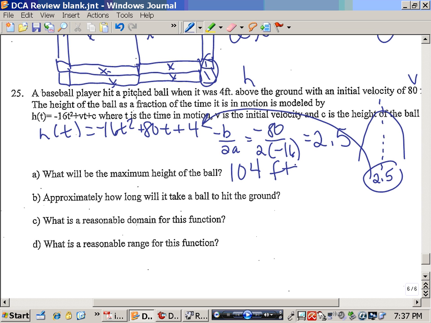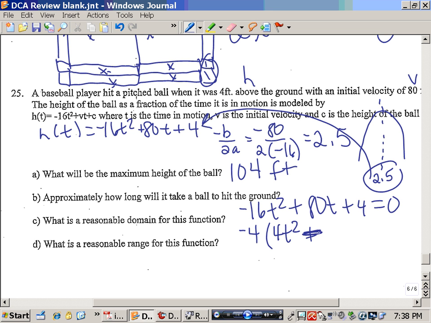How long will it take the ball to hit the ground? So now I have to take negative 16t squared plus 80t plus 4 equals 0. Common factor is going to be 4. I'm going to go ahead and take out a negative 4 because my teacher told me if there's a negative in front, I should take it out as a common factor. That gives me 4t squared. Whoops, this should be a minus 20t minus 1.